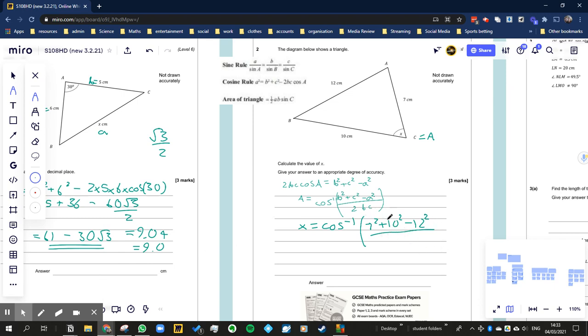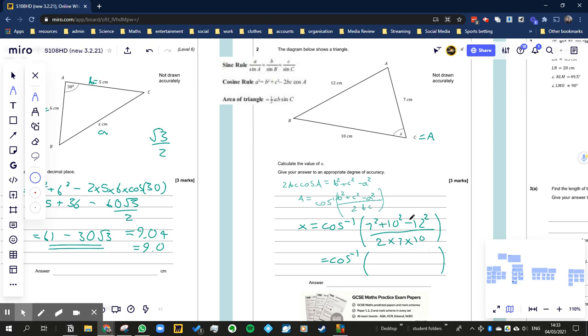So 2bc. What are we doing now? Okay, so then it's going to be 2 times, so b and c are the other 2, so 7 times 10. Which is going to be equal to cos to the minus 1. Now, the reason why you do not use a calculator more than once in sums is, 1, to save time, and 2, to reduce any errors.